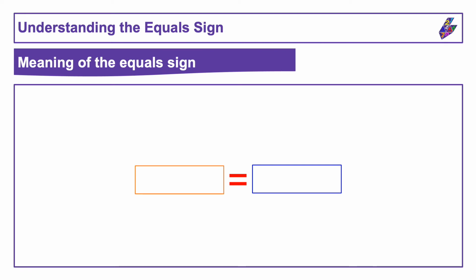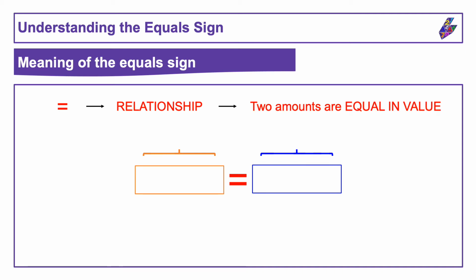The equals sign is actually a symbol that represents a relationship between whatever is on one side of the equals sign and whatever is on the other side of the equals sign. The equals sign is a symbol that shows a relationship between these two sides. The two sides are equal in value. The equals sign means that whatever is on one side is equal in value to whatever is on the other side. Or we could say that whatever is on one side of the equals sign is the same value as whatever is on the other side of the equals sign. We'll look at this with a few examples to help it make sense.